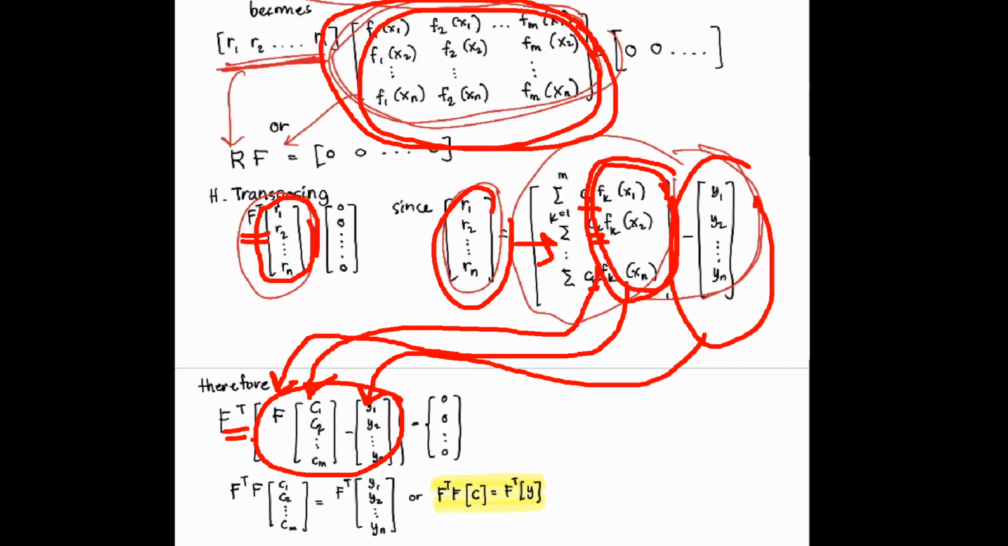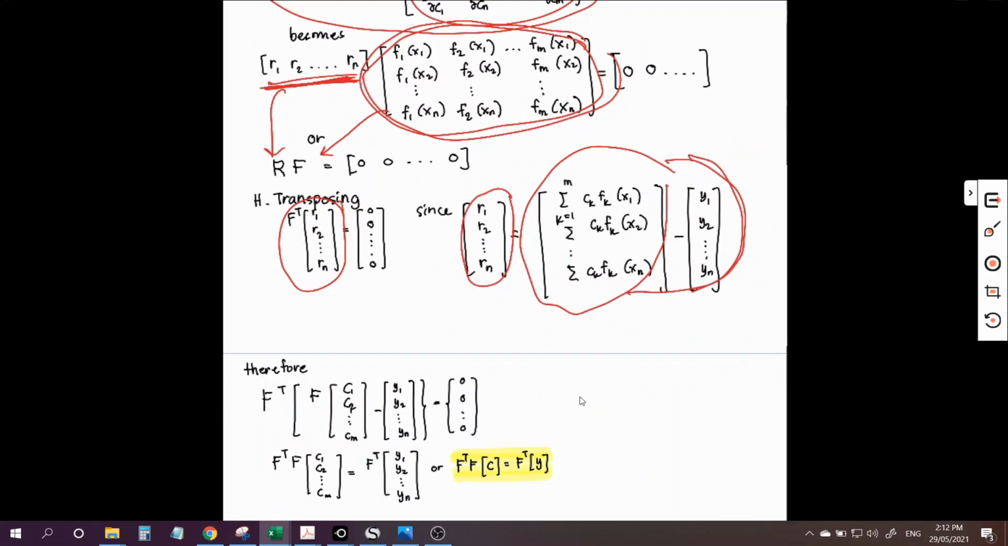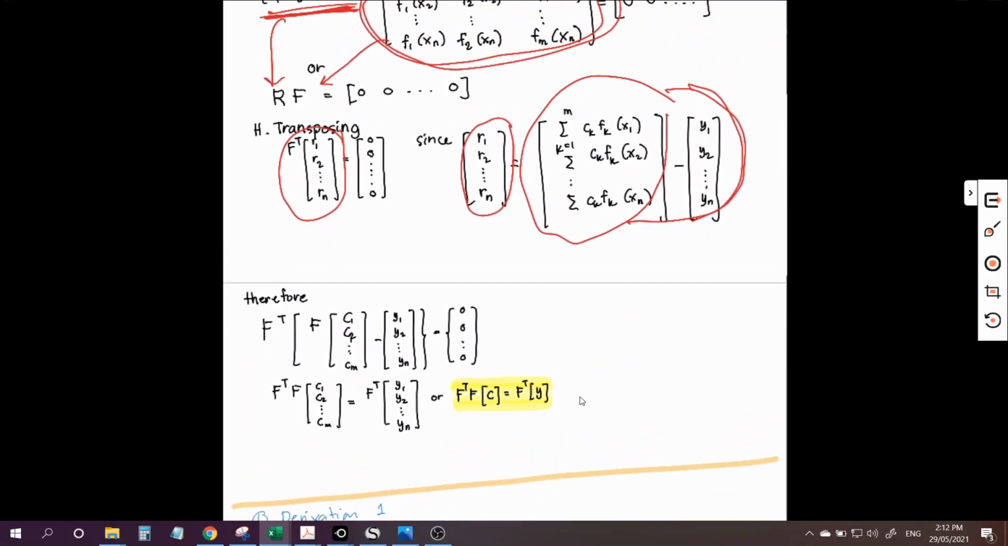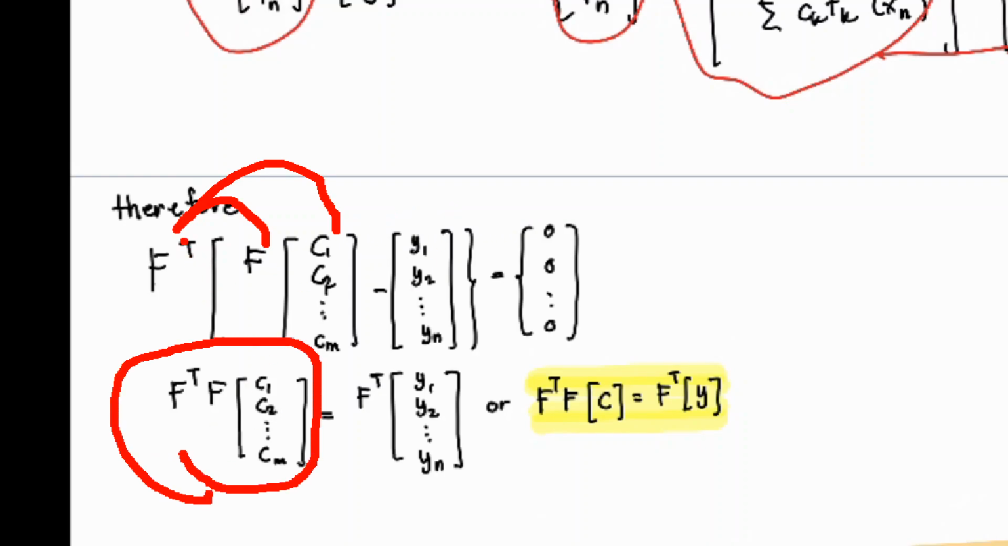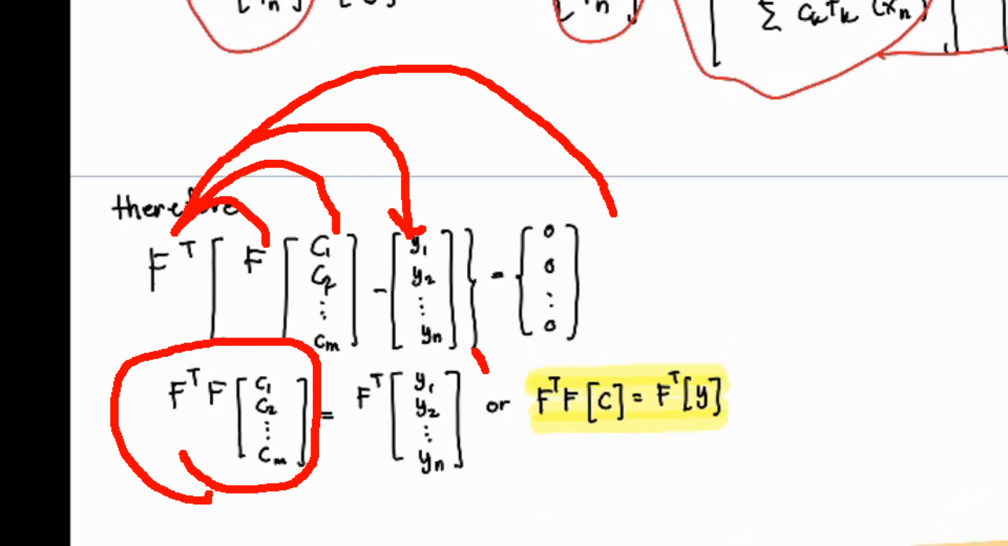Okay, so therefore distributing F transpose times F, then the unknown C coefficient is equal to F transpose. So F transpose times F times C, which is this one. Then distribute this first, F transpose here, and then transpose to the other side. So that is your equation.